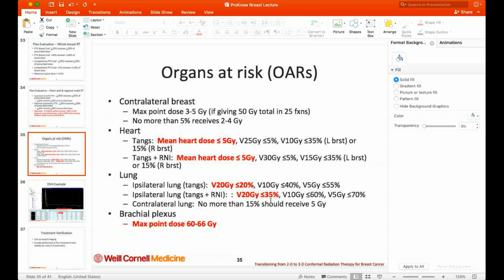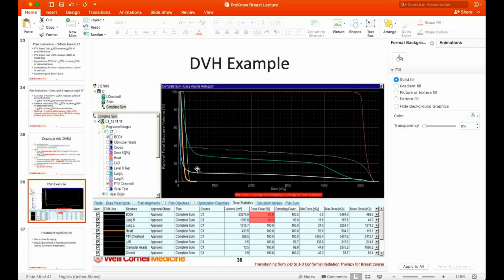And the brachial plexus, the maximum dose is 60 to 66 gray. We usually don't get close to that when we're just doing 50 gray in 25 fractions or when we're hypofractionating. So this is an example of a dose volume histogram.